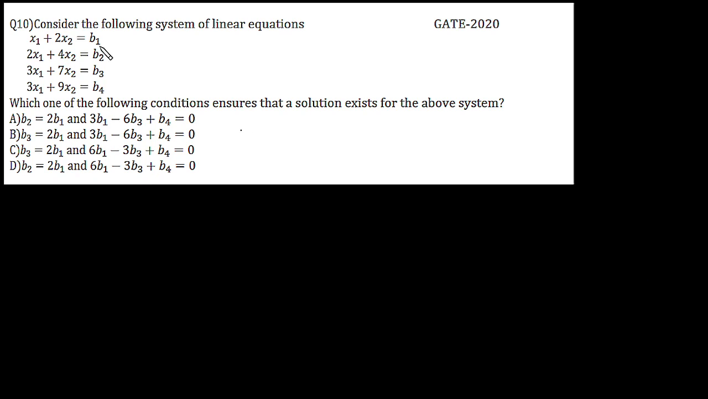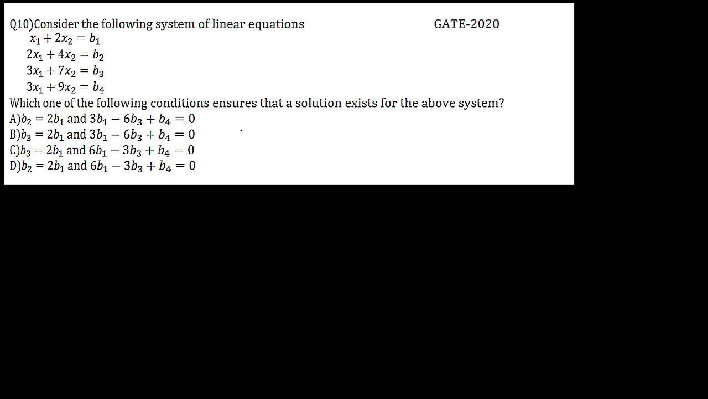Now question 10 says consider the following system of linear equations. We have 4 equations and we have 2 unknowns, x1 and x2. Again we have more equations than unknowns. Here the number of unknowns is only 2 and we have 4 equations. So again this system is overdetermined because we have an excess amount of equations. Then we need to solve the system. To solve a system of 2 unknowns, we need only 2 equations which are linearly independent.